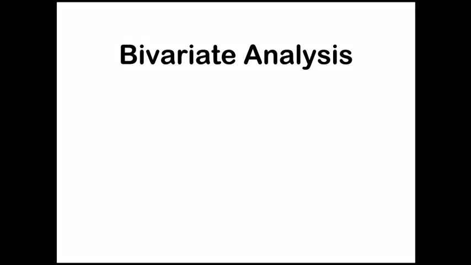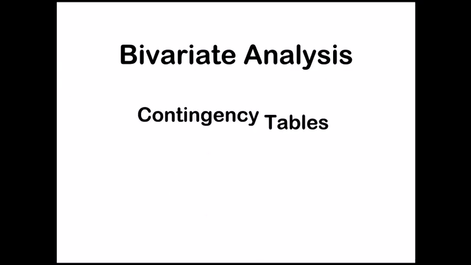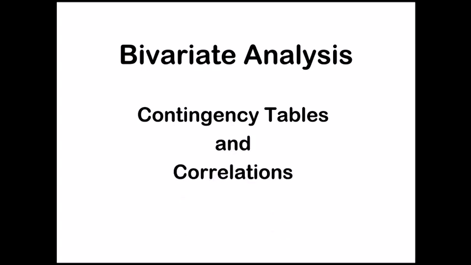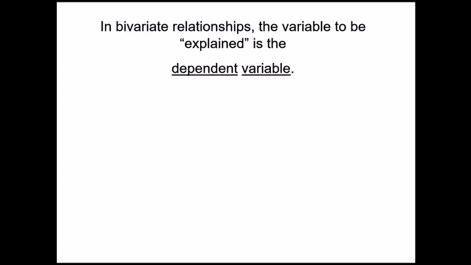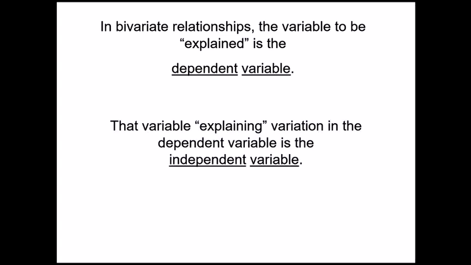In this video, we address two variable or bivariate relationships. Two forms of bivariate analysis that are common: contingency tables or cross-tabulations, and correlations. Remember, in bivariate relationships, the variable to be explained we call the dependent variable, and the variable that is to do the explaining, that we're viewing as the cause, we call the independent variable.